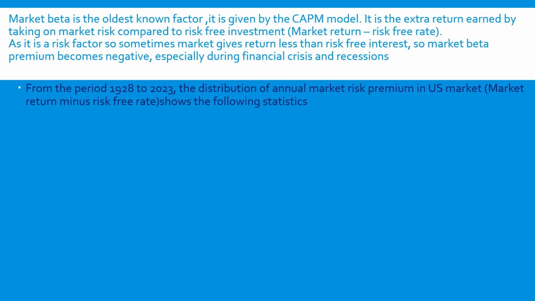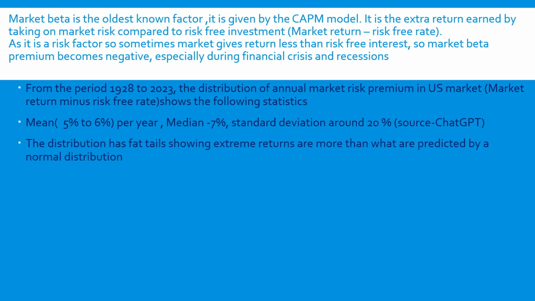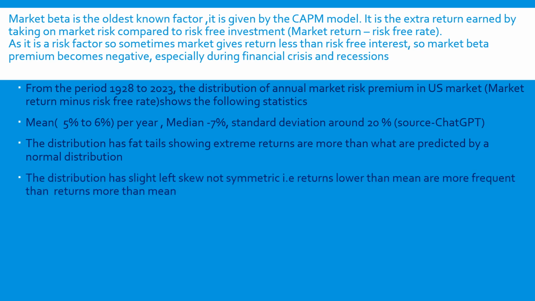From the period 1928 to 2023, the distribution of annual market risk premium in the US market shows the following statistics. Mean 5 to 6% per year, median 7%, standard deviation around 20%. The distribution has fat tails, showing extreme returns are more than what is predicted by a normal distribution. The distribution has a slight left skew, not symmetric. That is, returns lower than the mean occur more frequently than returns higher than the mean.